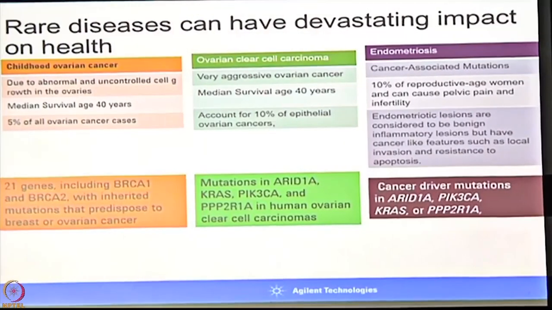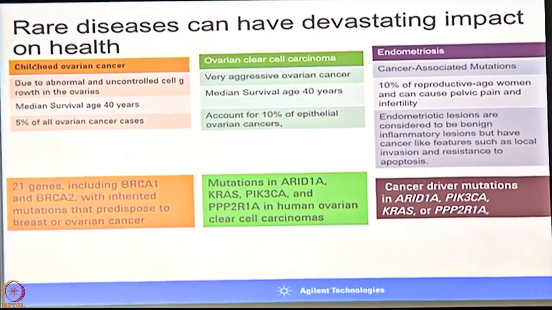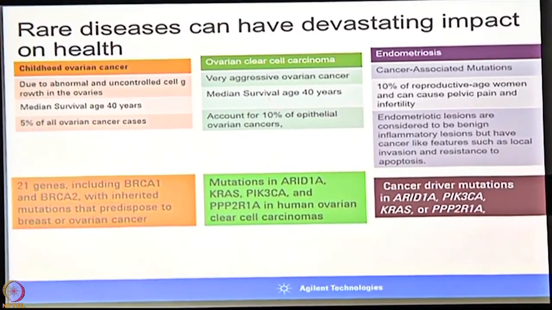Some more are included in the ICMR project. This is childhood ovarian cancer, ovarian cell carcinoma, and endometriosis, and there are multiple genes involved in these diseases also.